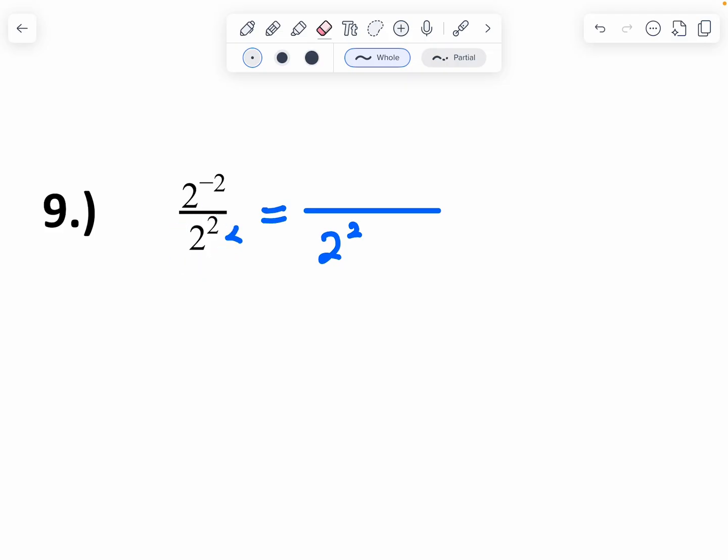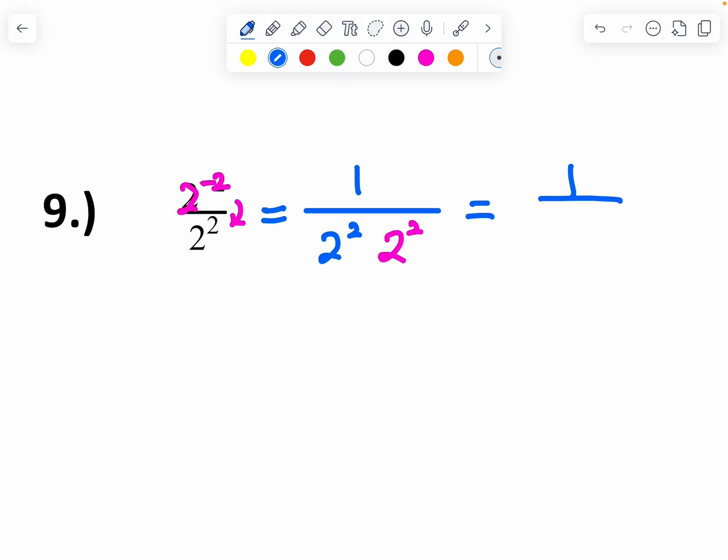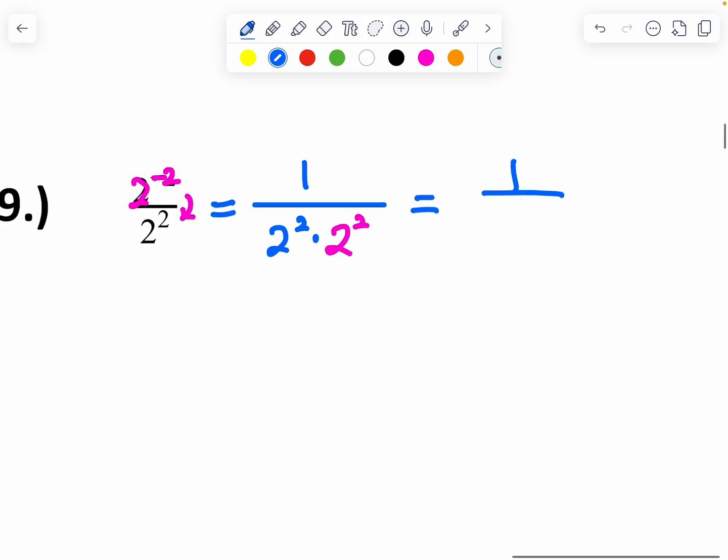And let me color coordinate now. The 2 to the power of negative 2, now it's going to come down as 2 to the power of positive 2. And what remains on the top? Nothing. So you're going to put 1. So this turns into 1 over. Now this turns into a product rule. So 2 to the power of 4.